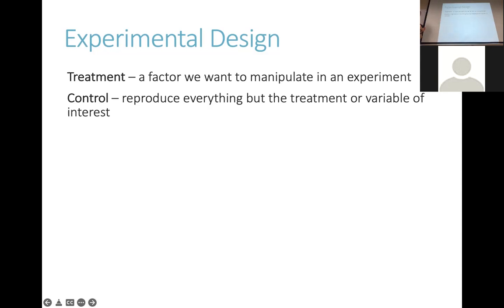A control is one of the harder things to actually figure out, which might not make sense, but in some experiments, it's difficult to figure out what your control actually is, depending on your experiment. So reproduce everything but the variable that you're changing with the treatment. You want the same amount of light, same amount of water, same amount of everything else, so you don't have another variable that you're not taking into account.